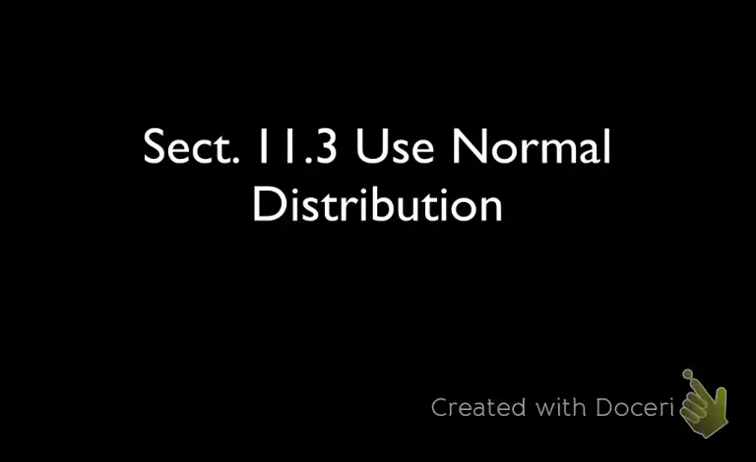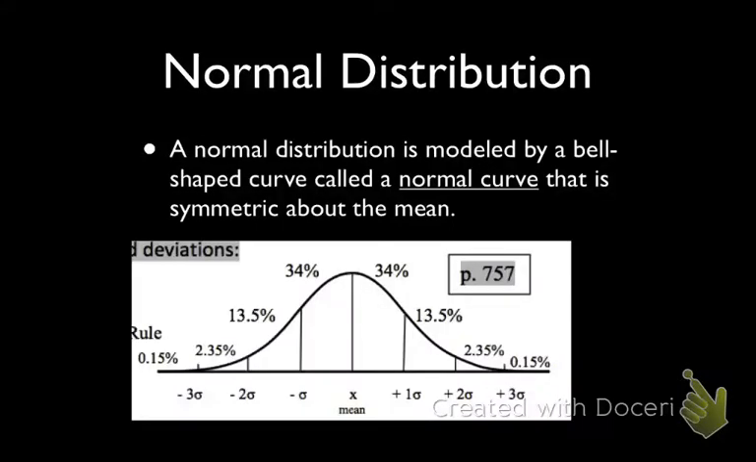All right, 11.3, using normal distribution. Can I move on to the next slide? So I would take a second and copy this definition down. I will show you the curve on the next page, so you don't necessarily have to copy it down from this page. But a normal distribution is modeled by a bell-shaped curve called a normal curve.